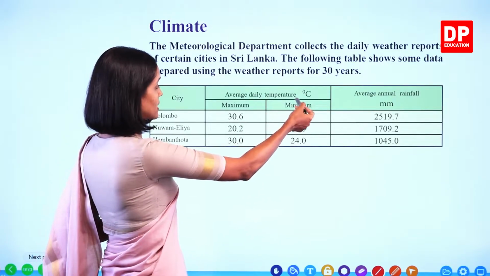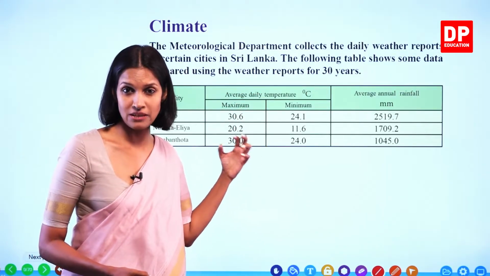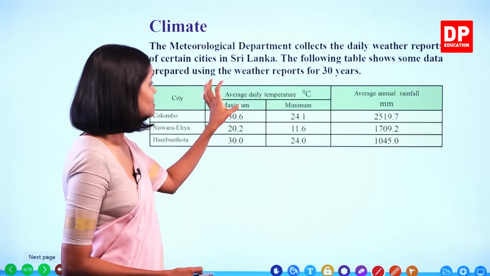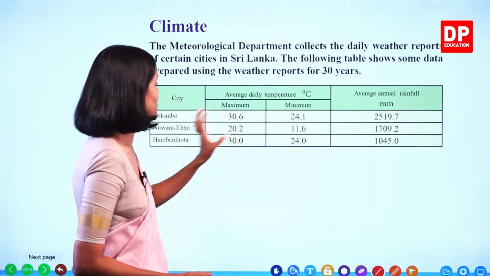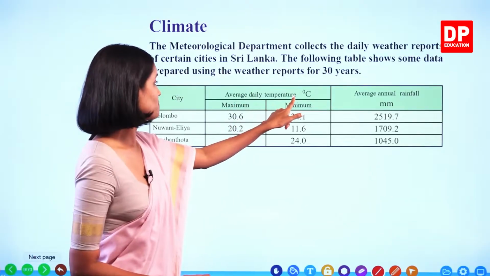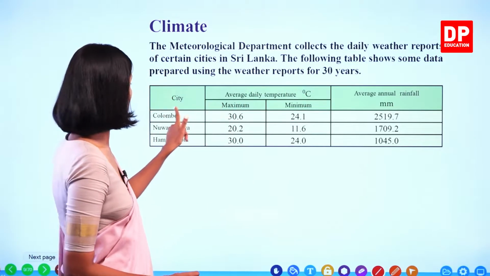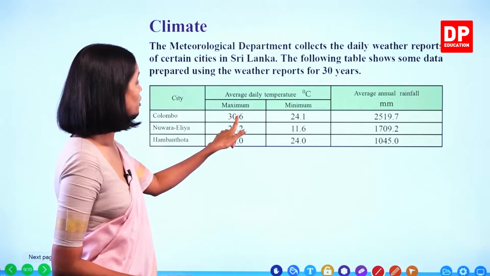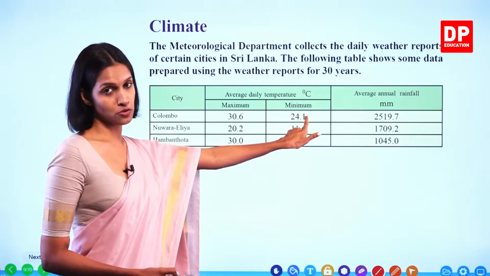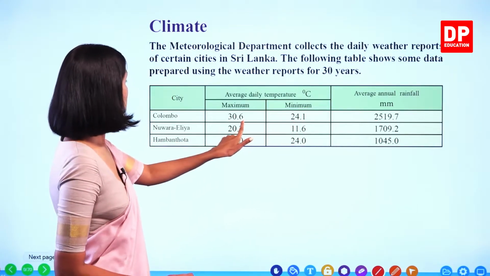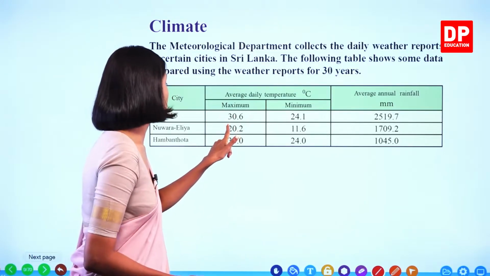Average daily temperature. Now daily temperature changes from time to time. On a daily basis it changes, but average temperature or normal temperature can be given. Average daily temperature in degrees Celsius. Maximum temperature of Colombo city 30.6. Minimum temperature 24.1. Right? Nuwara, maximum temperature is 20.2.